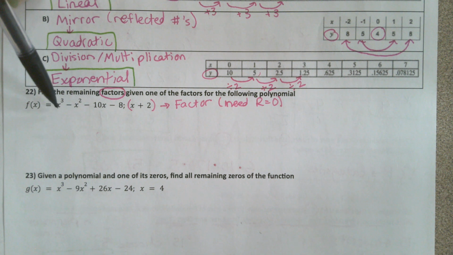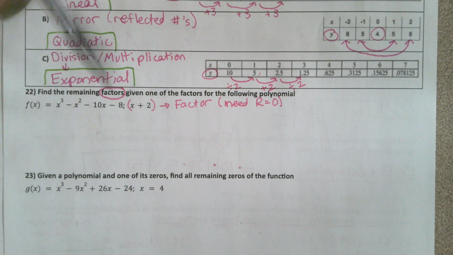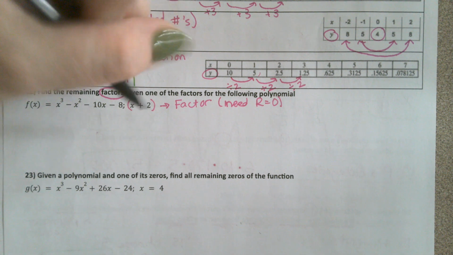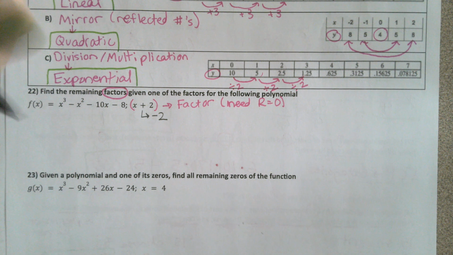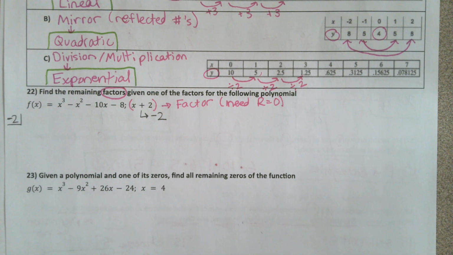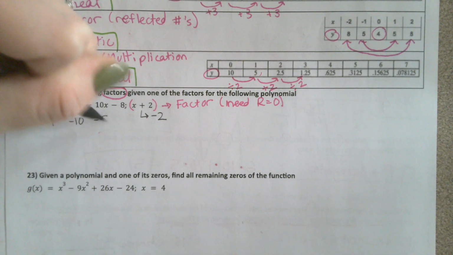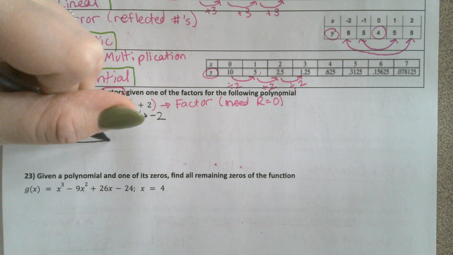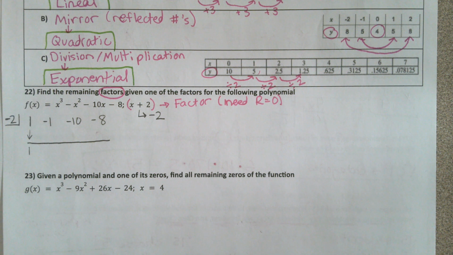So we have x cubed minus x squared minus 10x minus 8. I'm not missing anything here. So I can set up the synthetic division, change the +2 to a -2. So that's what we're dividing by is -2. Then we write our coefficients: 1, -1, -10, -8. And then we start the synthetic division process. Bring down the 1. And I am going to go ahead and write out the steps for this video.